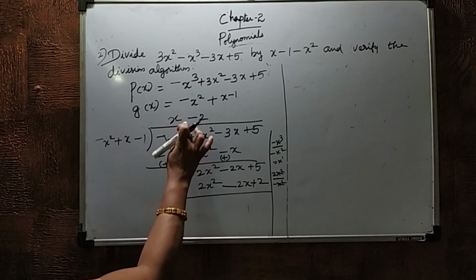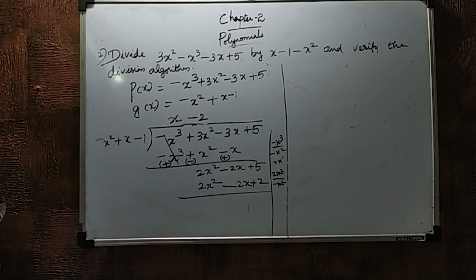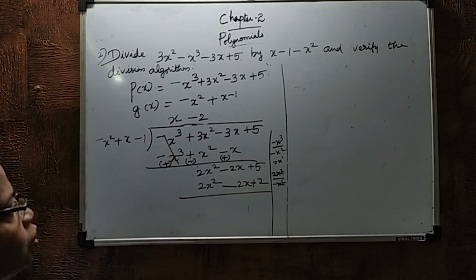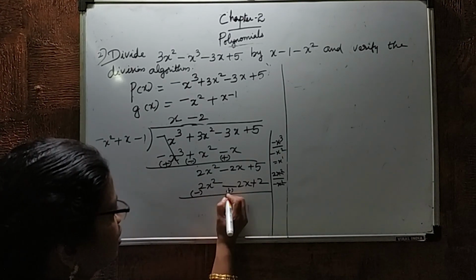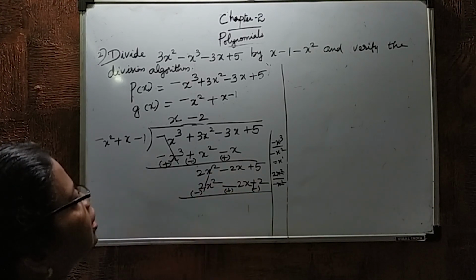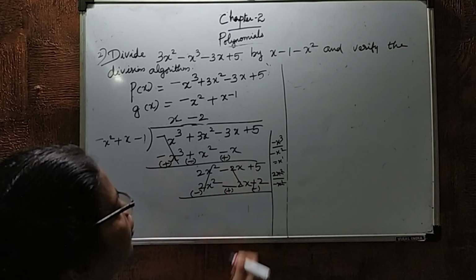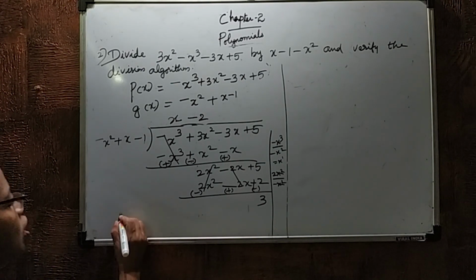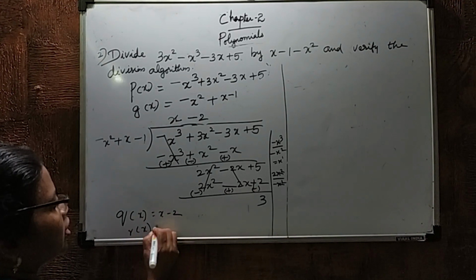Once again I will tell you: negative 2 into negative x square is positive 2x square. Minus into plus, minus 2 into x is minus 2x. Minus into minus, plus 2 into 1 is 2. Now take the additive inverse. Here it is cancelled, opposite side. Here minus 2x plus 2x cancelled. Then 5 minus 2 gives the answer 3. So 3 is the remainder. So here the quotient q of x is equal to x minus 2 and r of x is equal to 3.